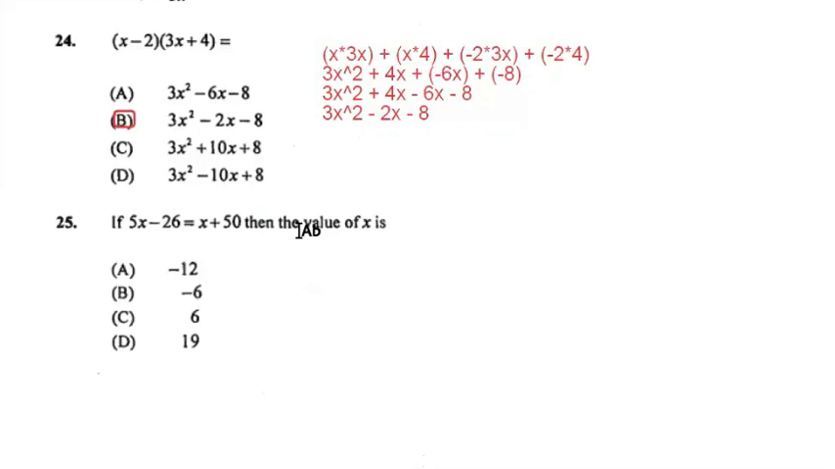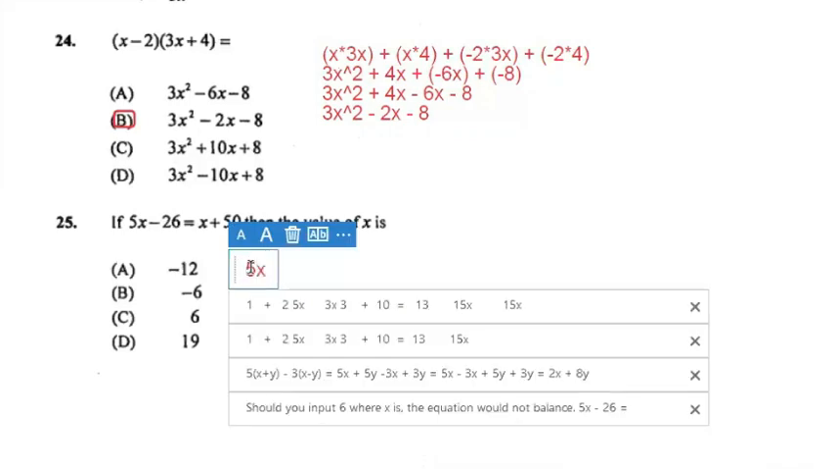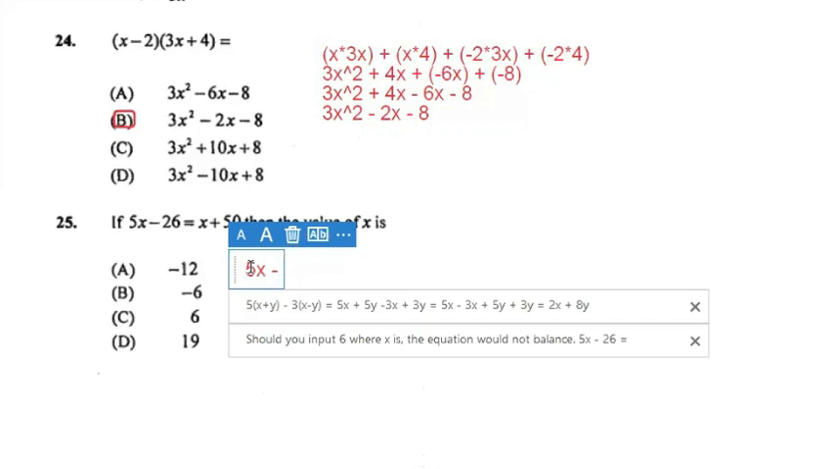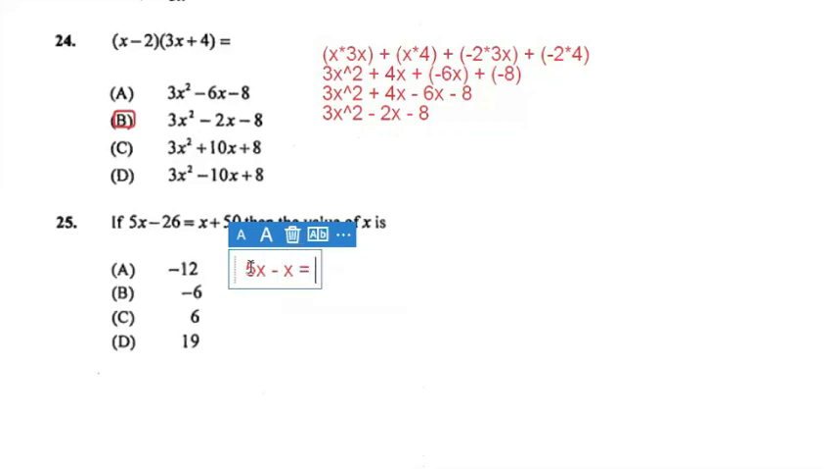So 25. If 5x minus 26 is equal to x plus 50, then the value of x is... So we're putting all the x on one side of the equation and all the numbers on the other side. So we'll have 5x minus x is equal to 50 plus 26. So the x on the right side, when we move it across the equal sign, it becomes negative, and the 26 was negative on the left hand side of the equation. When we move it to the right hand side, it becomes positive.